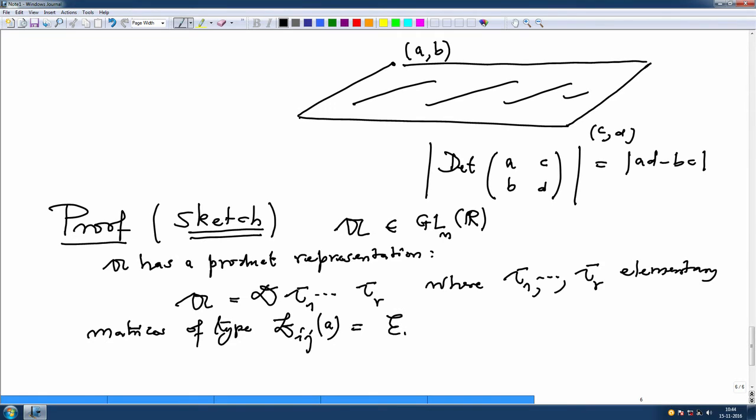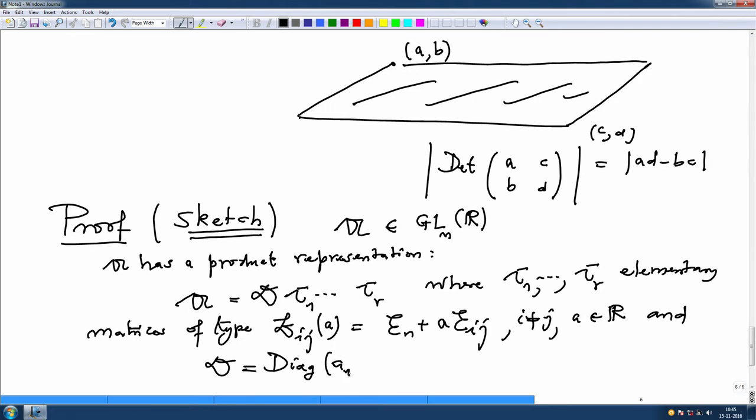This means this is the matrix, I not equal to J. So this is En plus A at the ijth place, A E I J, and I not equal to J, and A is a scalar, and D is a diagonal matrix, and D is diag A1 to AN. I have chosen the column operations. You see, you could have chosen the row operation, then this will come on the other side, but it's a choice I made here.